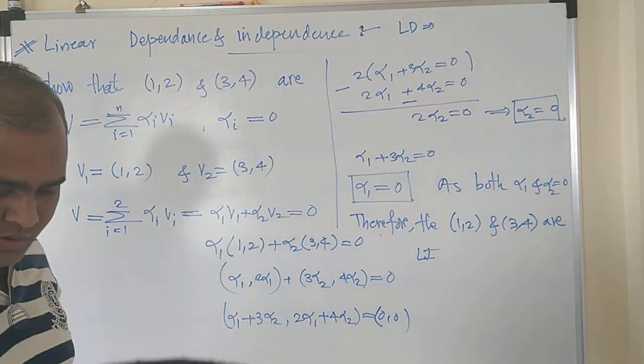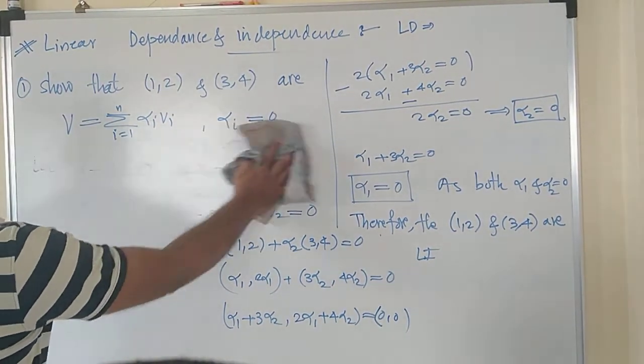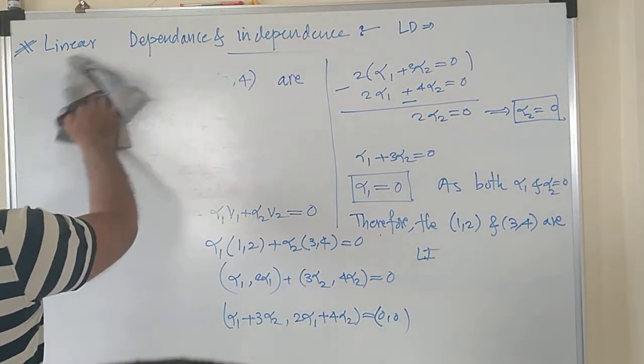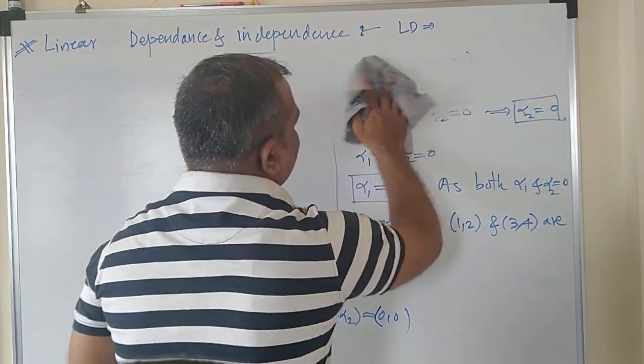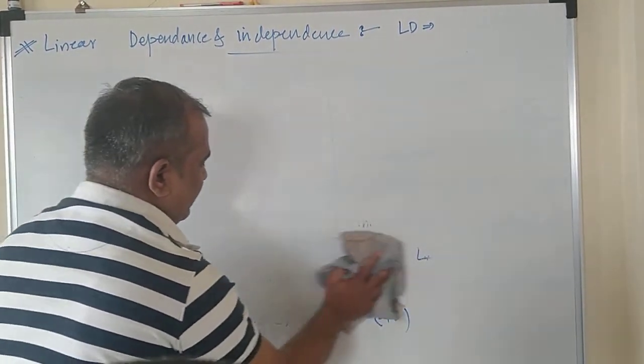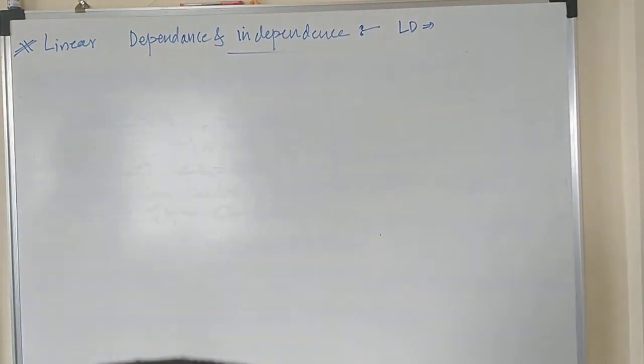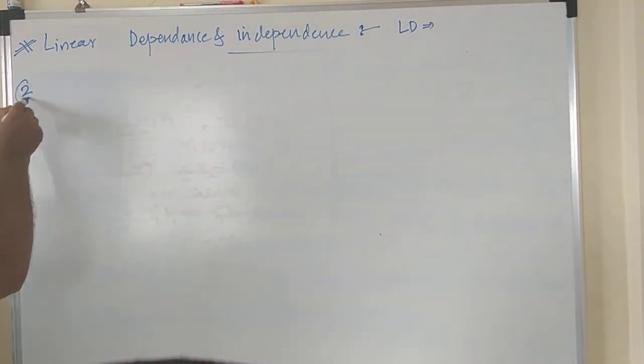We'll see one more problem, and after that I'll give you some homework and other methods to find out linear dependence and independence of the vectors, right? So let's go for the second problem based on the same method. Problem number 2.